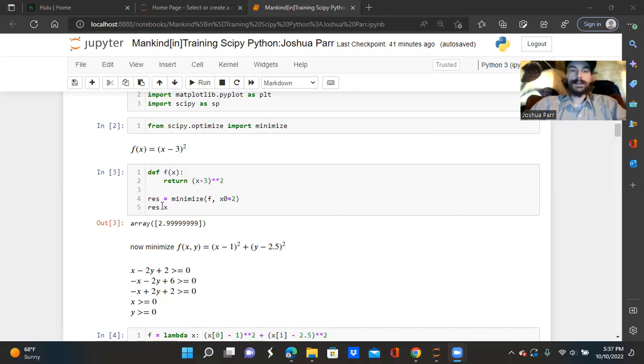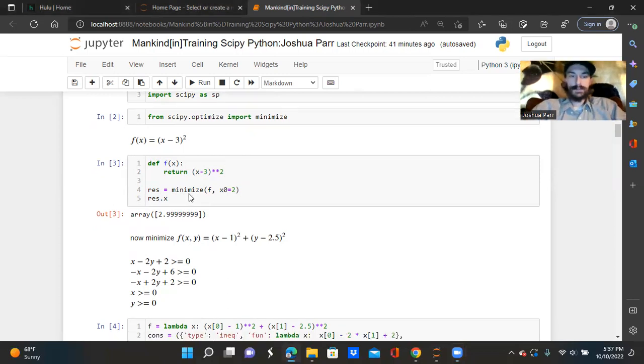And then we're going to create a variable called the resolution and make it equal to the minimize function, f, x0 being equal to 2. And then we're going to resolve x, and it will give us 2.9999.